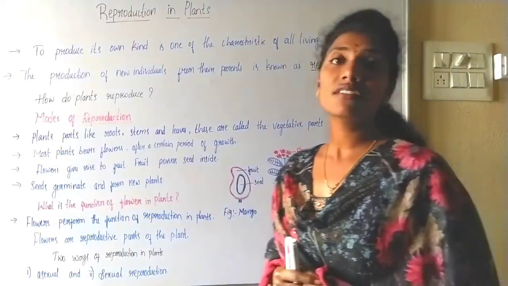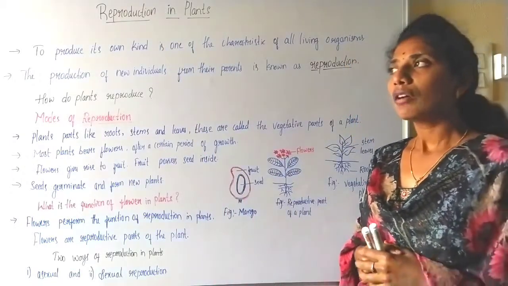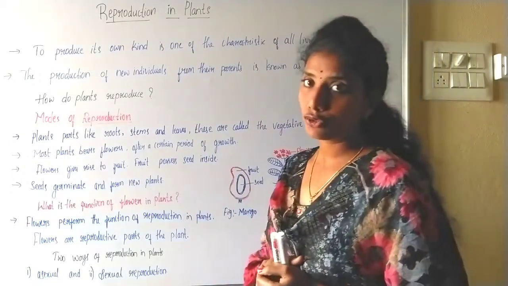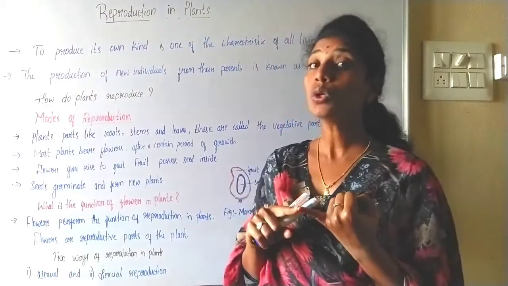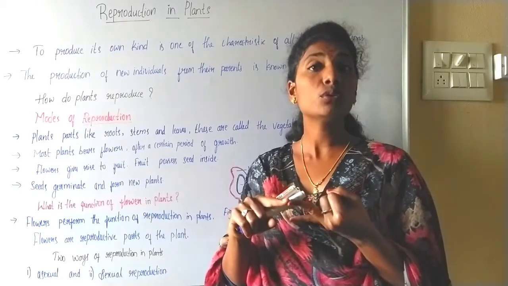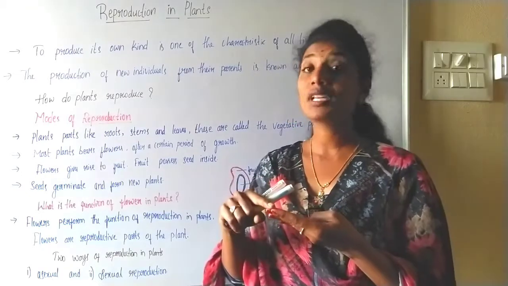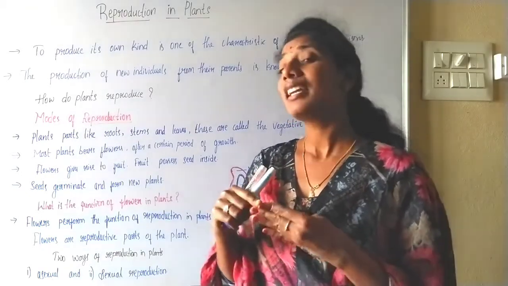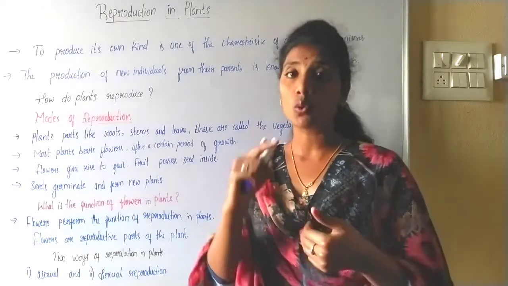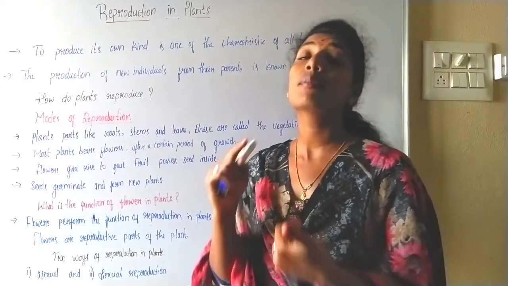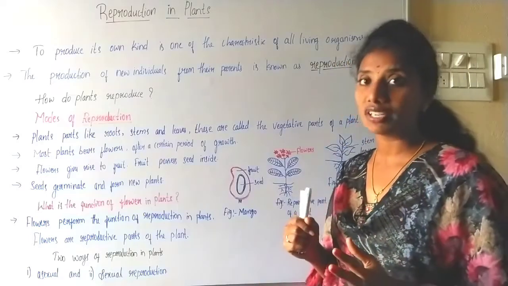Yes students, today we are going to start a new chapter, that is reproduction in plants. When you see the characteristic features of a living organism, generally a living organism should be able to grow, it should be able to breathe, it should be able to show metabolism, it should be able to move from one place to another place. Yes, there are some exceptions, and it should be able to produce its own kind. That means it is able to reproduce. So these are some of the important characteristic features of a living organism.